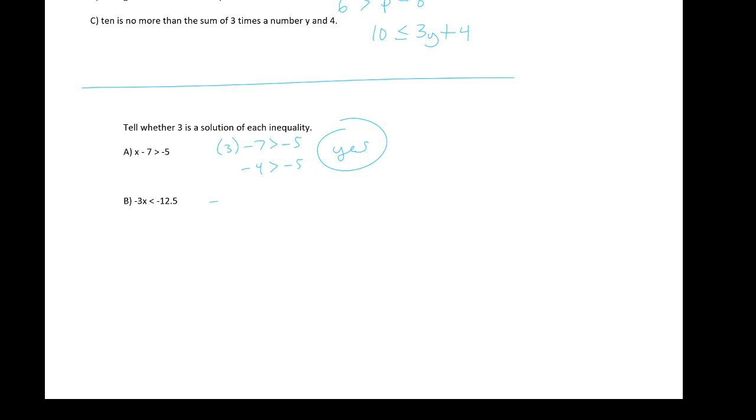Next, we have negative 3 times the quantity 3, substituted for x, less than negative 12.5. Negative 3 times 3 is negative 9, less than negative 12.5. Now, sometimes people would see, oh yeah, 9 is less than 12.5, but we're talking about negatives. Is negative 9 less than negative 12.5? It absolutely is not. So our answer there is no.